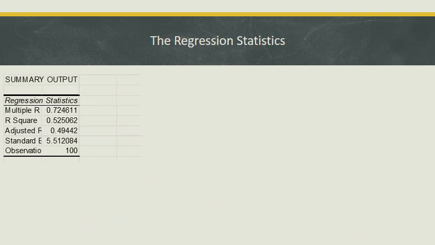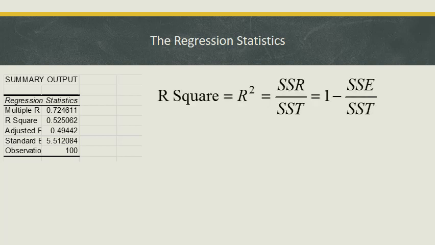Now I want to return to the upper part of the computer output and talk about the regression statistics. Perhaps the most important number in this section is R squared. This is exactly the same as before, the SSR over the SST. And again, this is often quoted as the explained variance of this model. Since R squared is equal to 0.525, we could say something like 52.5% of the variance in operating margin is explained by its dependence on these 6 variables.